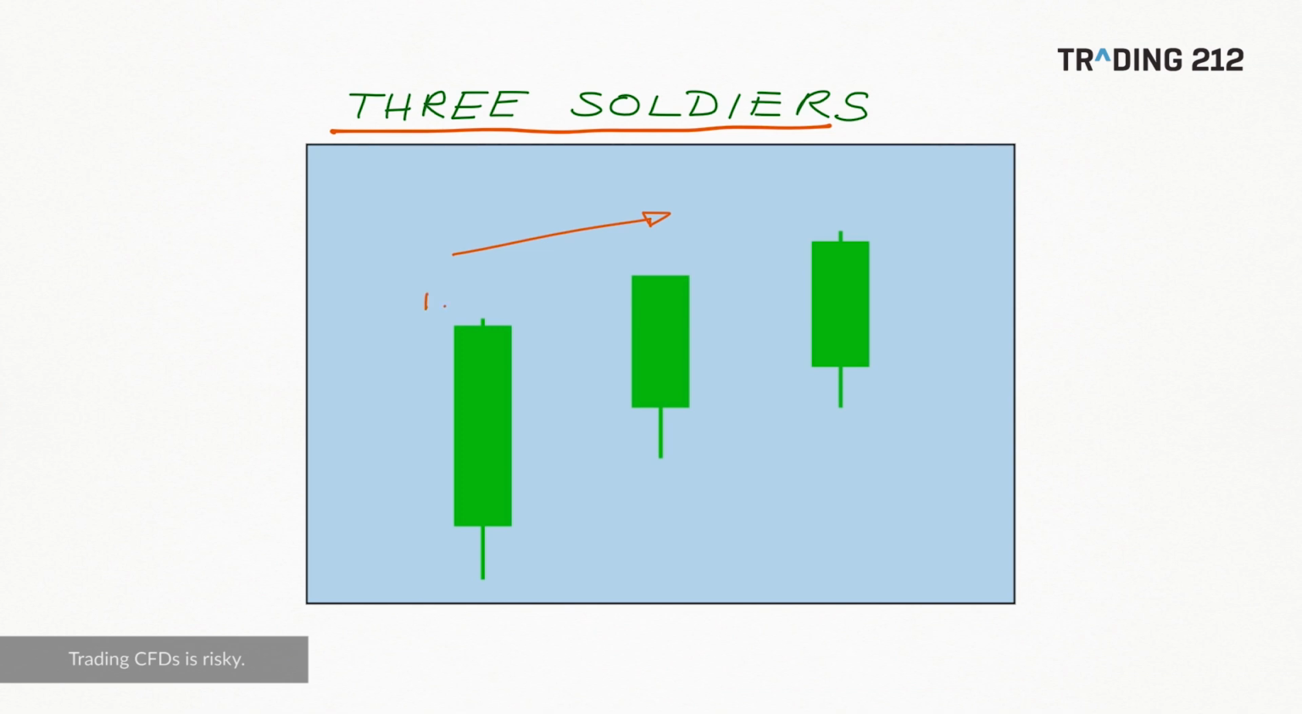These are our 3 advancing soldiers, and they show a steady increase in price. And we're ideally looking for the openings, that is the bottom of each candle, to lie within the body of the preceding candle. And if that's not the case, at the very least you want it to lie close by to the body of the preceding candle. We also want to see closes that are at or close to the high of the session. So we're looking for either very small upper wicks or no upper wick at all.